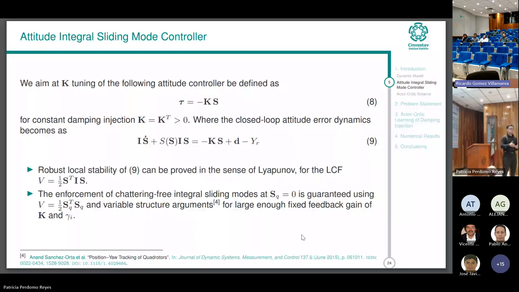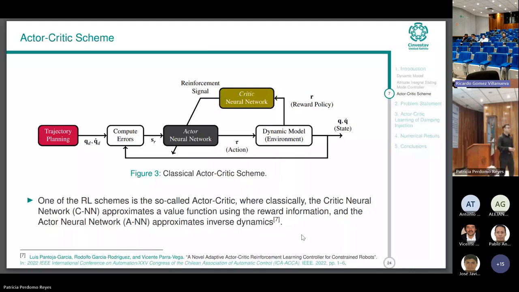As we want to teach the agent, there are many schemes, and one of them is the so-called actor critic scheme. Classically, the first neural network is the critic, and the objective of the critic is to approximate a value function where the policy is encoded.